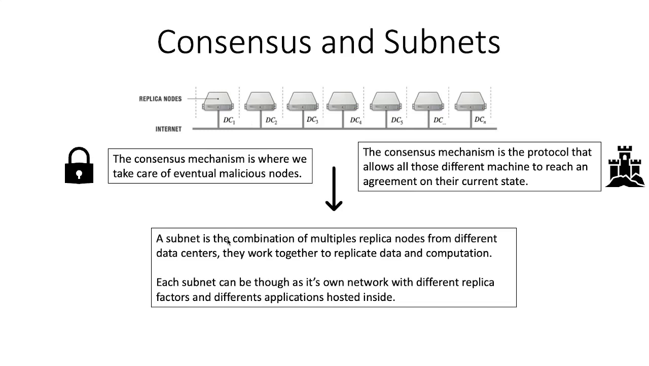So a subnet, as I said, is a combination of multiple replica nodes from different data centers. They work together to replicate the data and the computation that is going on inside the nodes. And each subnet can be thought of as its own network, and I would say even its own blockchain-like. And a property that is very interesting is these different replica factors, where we can have different types of applications hosted inside.